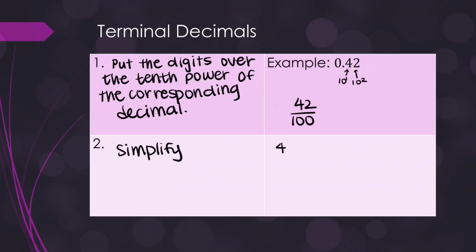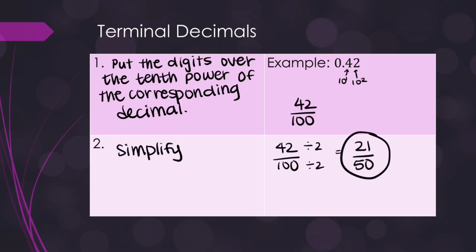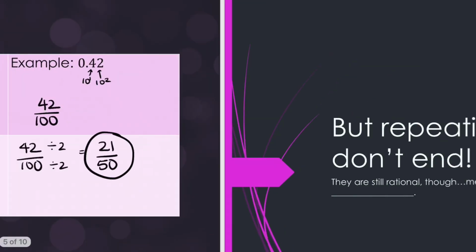So I like to divide by 2 if they are both even, just to give me a starting place. If I divided by 2, top and bottom, that would be 21 over 50, which actually is it, since you can't simplify anymore. There are no more common factors. If there were more common factors, then you would divide those out as well. So that's how you convert a terminating decimal to a fraction. You just put it over whatever tenth place it's in, and then you simplify it.